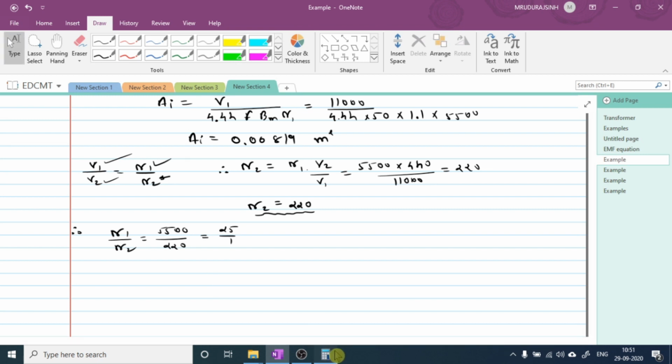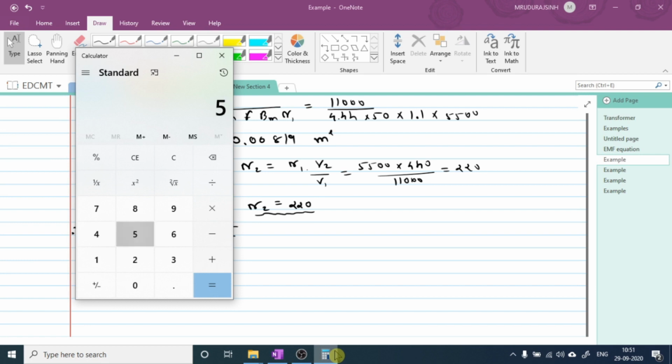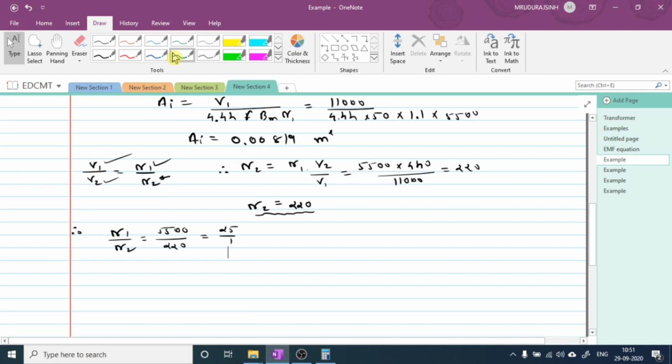Because you can do this. So 5500 divided by 220 gives us 25. So we can write the ratio as 25 to 1.